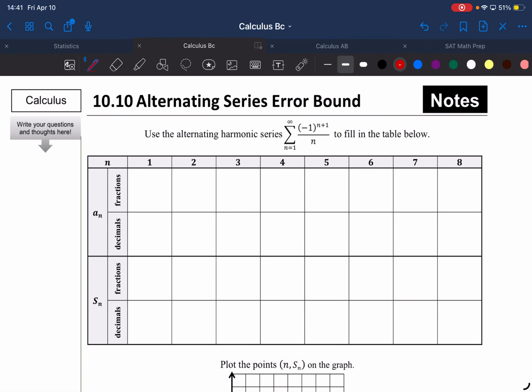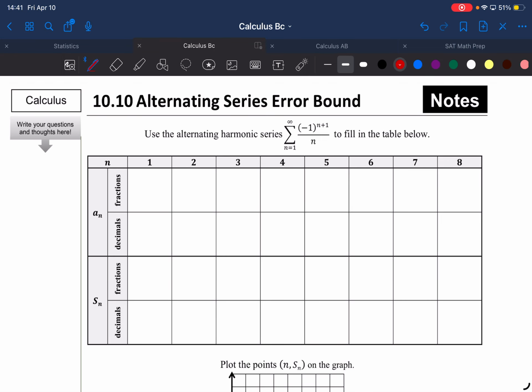Okay, so notes 10.10 is alternating series error bound. The very first part of these notes, think of it like a proof. You're not going to have to actually solve or do a problem like this, okay? This is helping us make the connection between an alternating series and an error bound. And once we make that connection, you won't have to do this first part again.